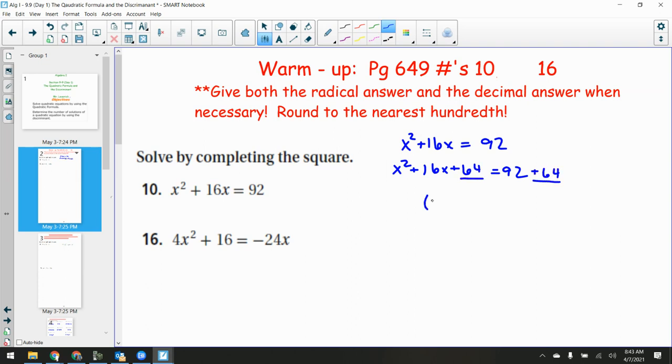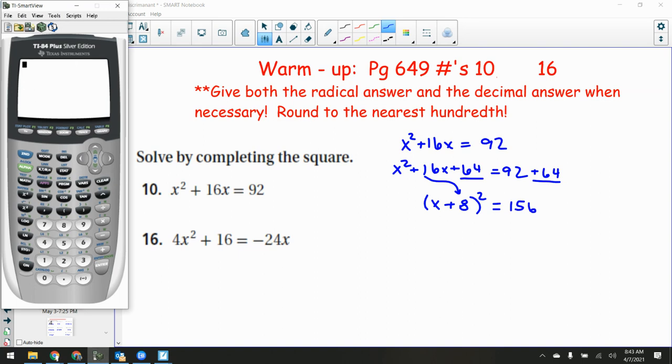All right, so that gives me an x plus 8 squared. Remember, that's always that divided by 2. And then is equal to 156. Now, here's the weird part about this. Is 156 square rootable? It's not a perfect square. I mean, everything is square rootable. It just turns out if it's nice or not, right? So if I take the square root of 156, it comes out messy.